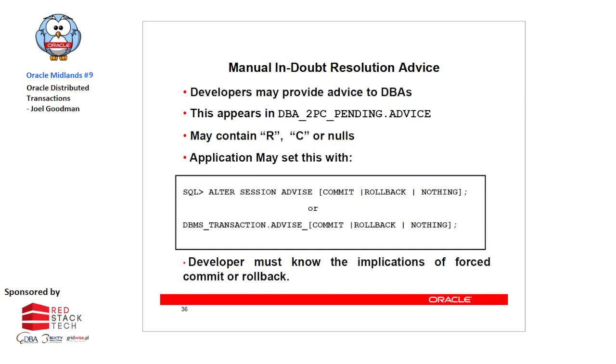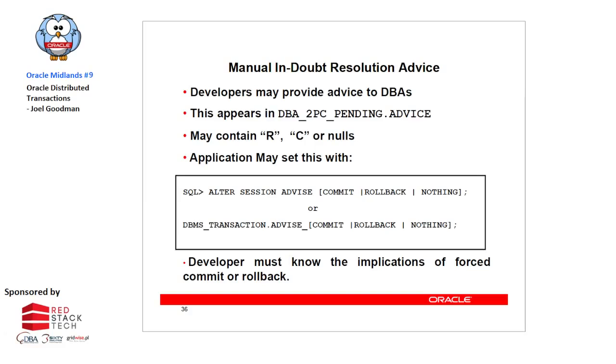Okay, developers, and this is not that commonly known, developers can help if they know what's going on in these transactions. Of course, if they don't, then maybe it's the kind of help you don't want. And this appears in the advice column on the DBA2PC pending view. So when we have this alter session, advise commit, advise rollback, or advise nothing, there may be windows in the code. So you enter a piece of the code where at this point, the developer is saying, well, my advice is if you're in an in-doubt situation in this window of code, it's better to roll back.